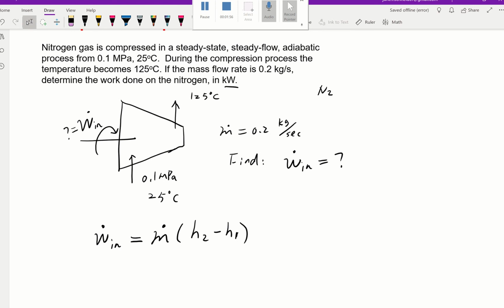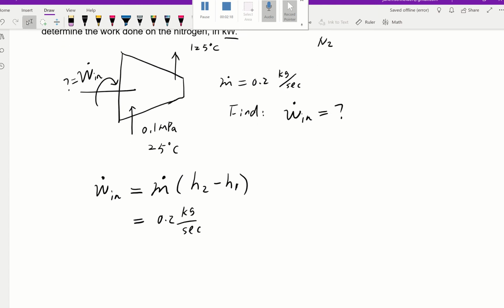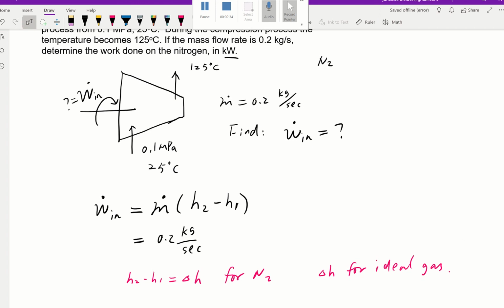If we understand everything, this problem is really straightforward because they are asking for this work coming in, which is the mass flow rate, given as 0.2 kilogram per second, times H2 minus H1. Let me use a different color. H2 minus H1 is delta H for nitrogen. That means delta H for an ideal gas, and there are many different methods. There are three methods, right?